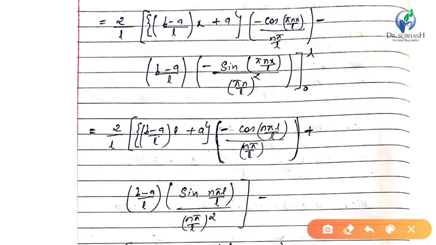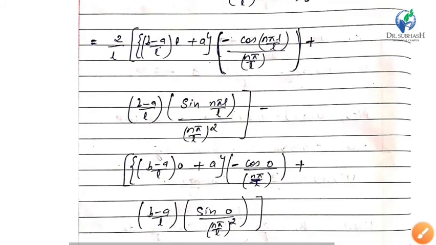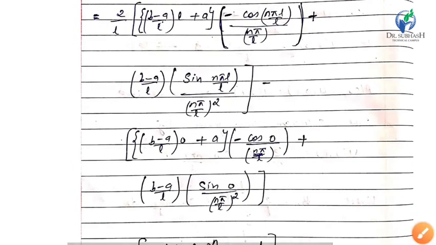First I will substitute x equal to L. See here, I have substituted x equal to L everywhere in this step. Minus, I will put x equal to 0 everywhere. See here, I have substituted x equal to 0 everywhere. Now we will simplify this equation.